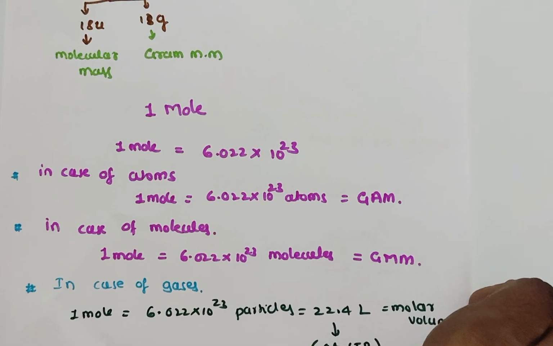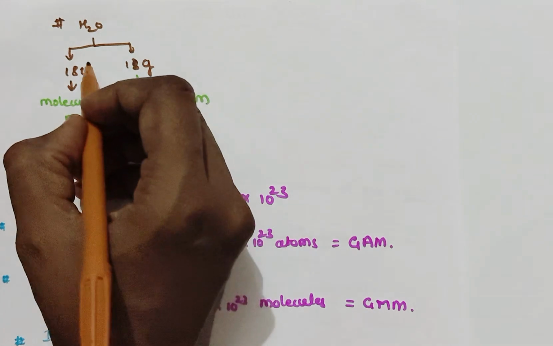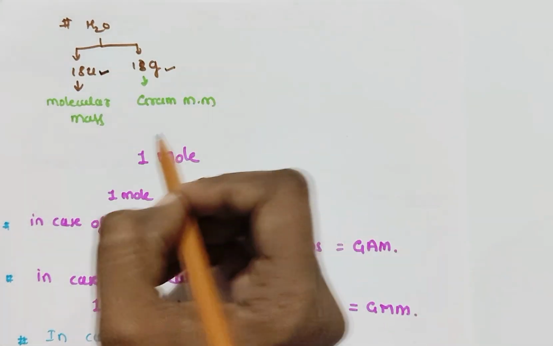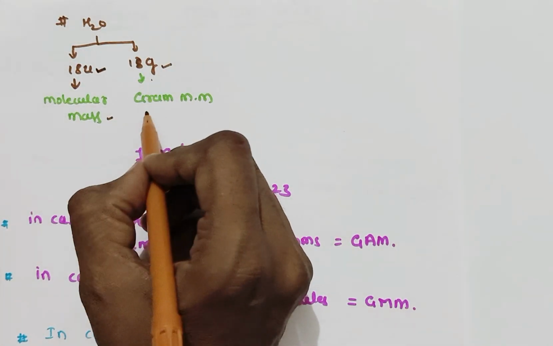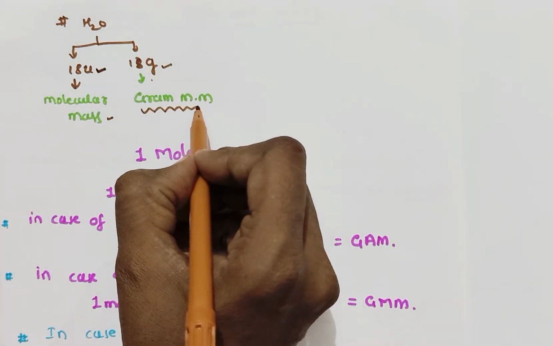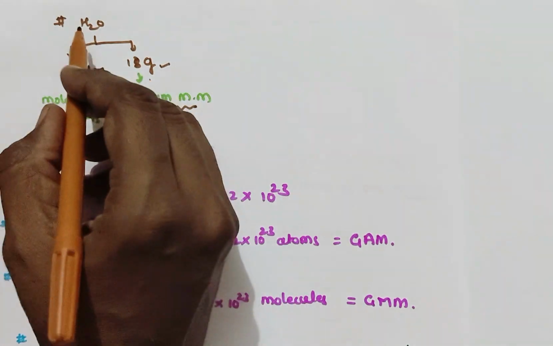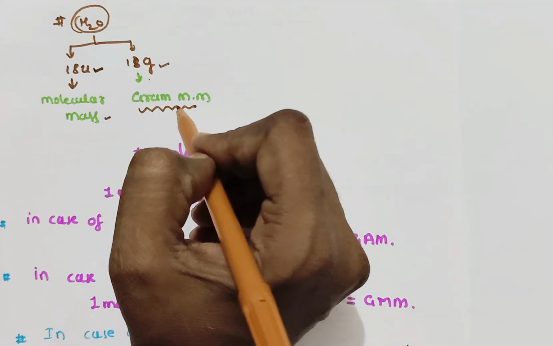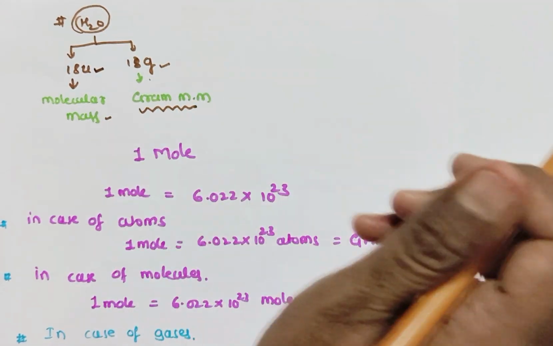Next we move towards the water molecule. Here the mass of water is 18 u or 18 gram. 18 u indicates molecular mass and 18 gram indicates gram molecular mass. If we take an atom, that is gram atomic mass; here we have taken a water molecule, therefore this is gram molecular mass. These are some basic points regarding mole.